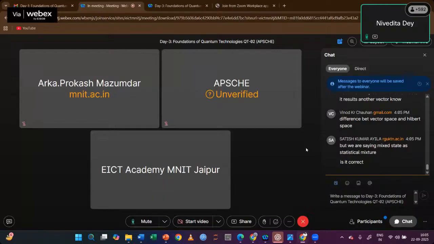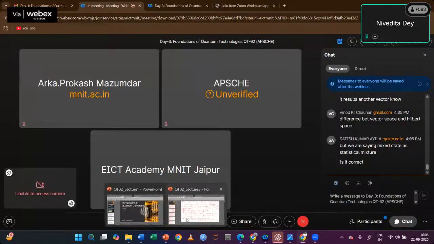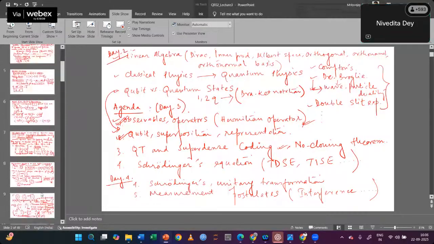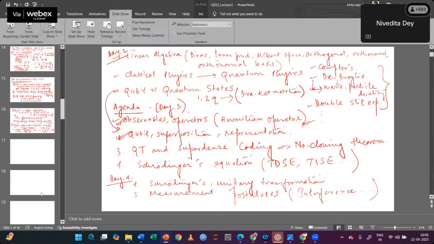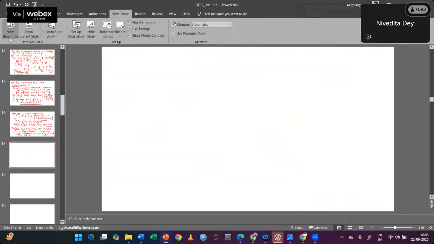Statistical mixture, I'm not getting what exactly you mean by statistical mixture. Basically, this is the thing. Give me some time. So the case is, say you have a red ball, and you have a blue ball. So this is your ket 0 and this is your ket 1.